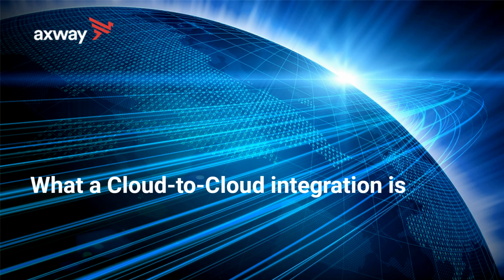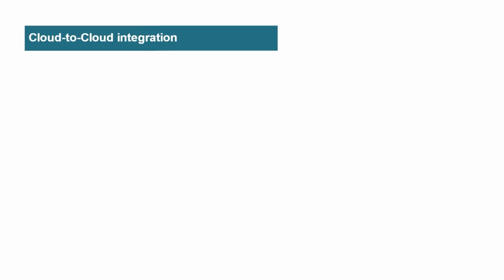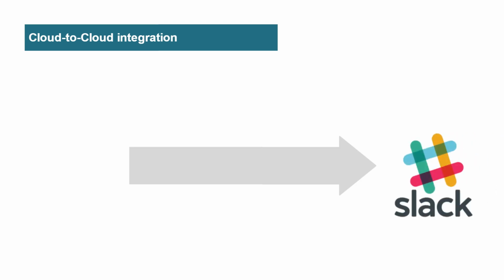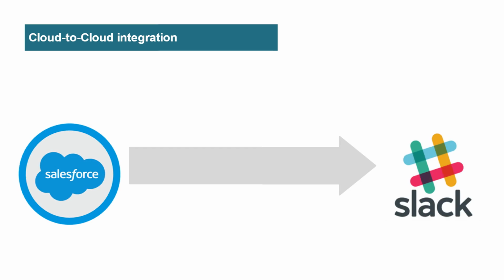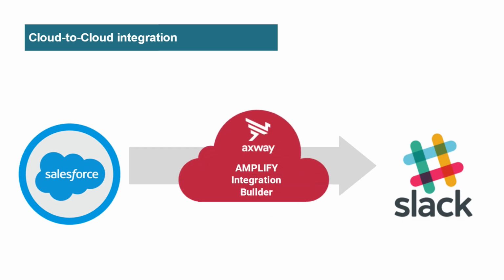Let's start by planning our cloud-to-cloud integration. A cloud-to-cloud integration involves creating a logical flow between two or more cloud apps. For example, you may want to publish a message to Slack each time you get a new lead in Salesforce. To do so, we will use Integration Builder to implement a cloud-to-cloud integration between Salesforce and Slack, two cloud applications.